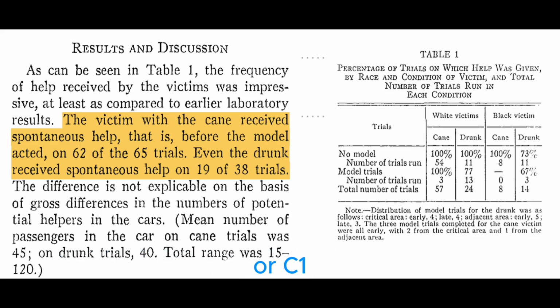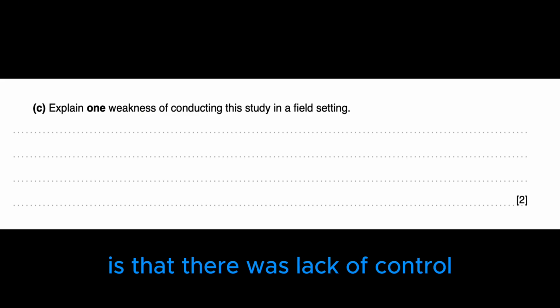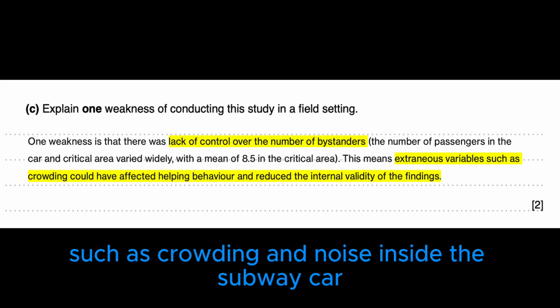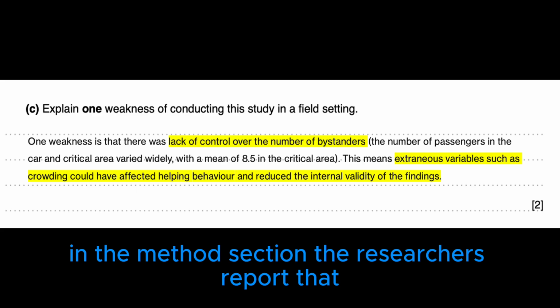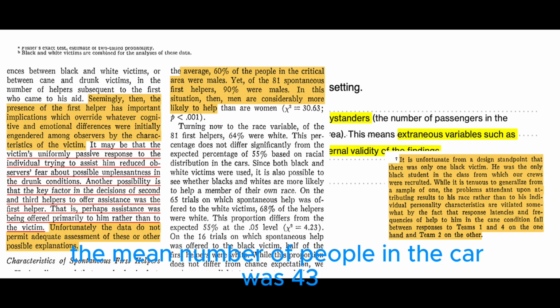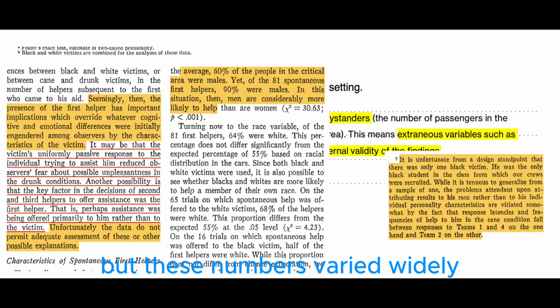Or C. One weakness of conducting this study in a field setting is that there was lack of control over extraneous variables such as crowding and noise inside the subway car. In the method section, the researchers report that the mean number of people in the car was 43, and the mean number in the critical area was 8.5. But these numbers varied widely, range 15 to 120 in the car.